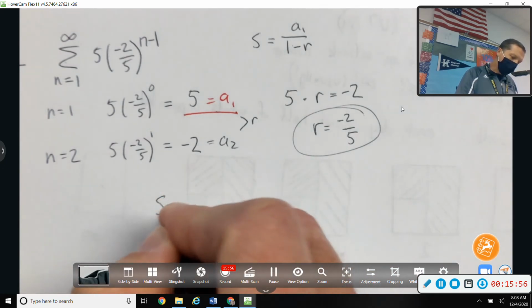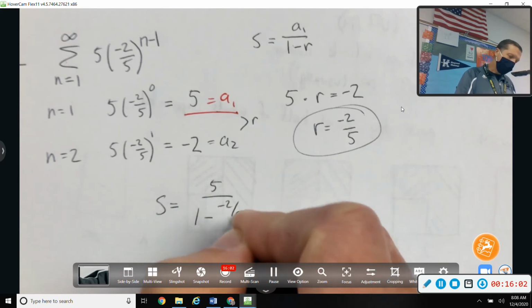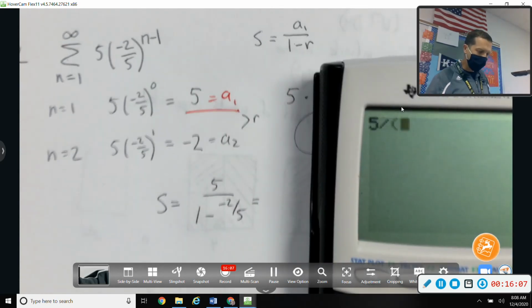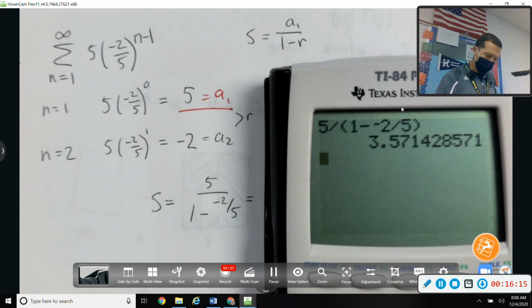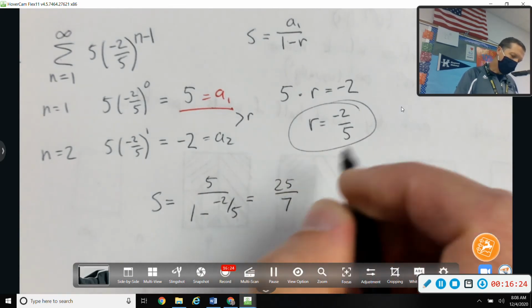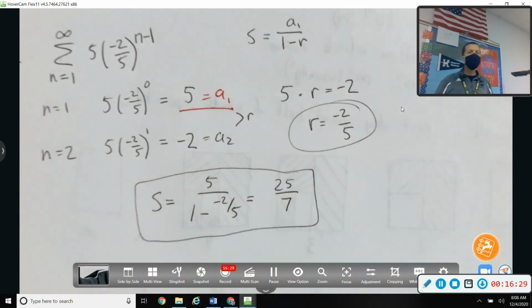So the sum of all those terms would be 5 divided by 1 minus -2/5. I'm not going to do that one in my head. 5 divided by 1 minus -2/5. I bet that's a fraction of some sort. 25/7. So again, a sum of an infinite number of numbers can be a regular number. It doesn't necessarily go to infinity.